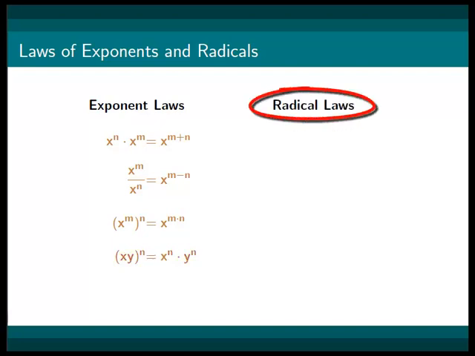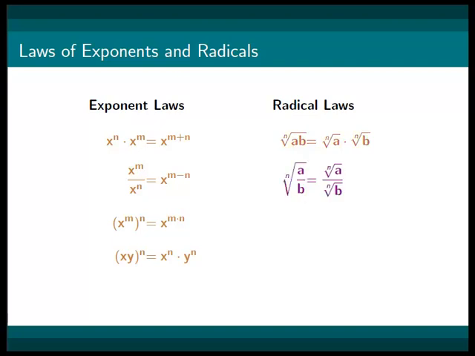Radical laws. The nth root of (a times b) equals the nth root of a times the nth root of b. The nth root of (a divided by b) equals the nth root of a divided by the nth root of b. The mth root of the nth root of a equals the (n times m)th root of a.